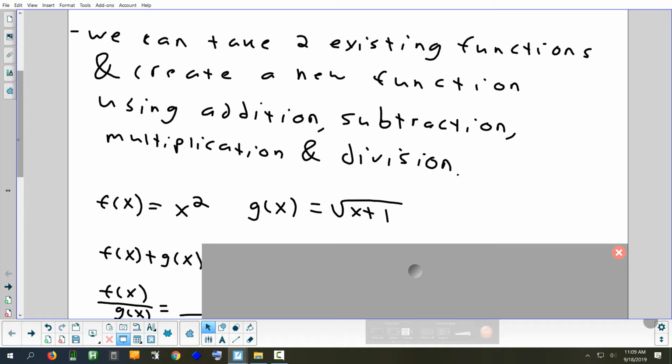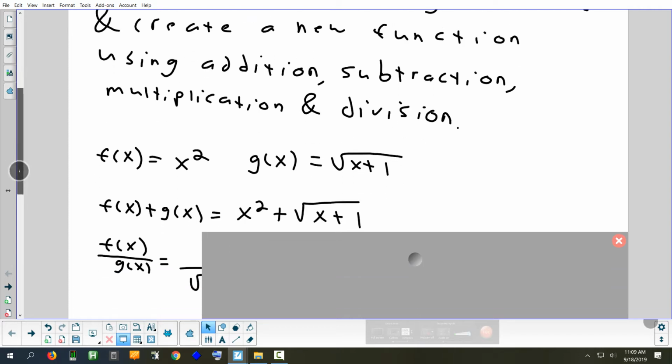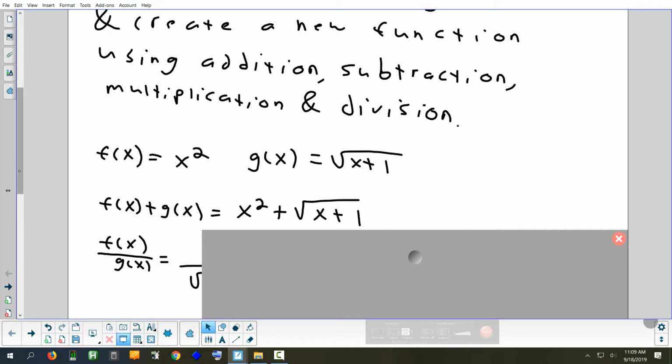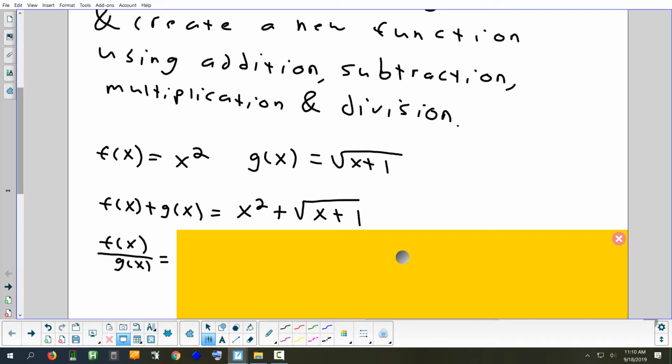So when we combine them together to create a new one by adding, there's nothing you can really do other than just write x squared plus the square root of x plus 1. If it was something like x squared plus 2x squared, then yes, I would combine those and write 3x squared. But I can't do that here. Okay. How about for f of x divided by g of x? How do you think I would write that one? Yep. x squared divided by the square root of x plus 1.